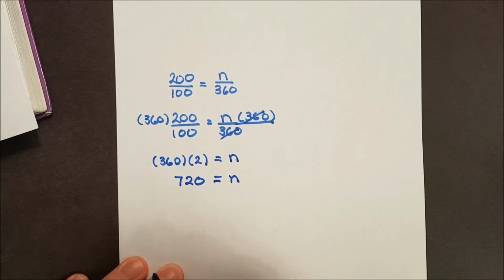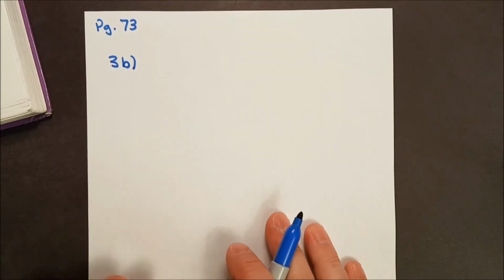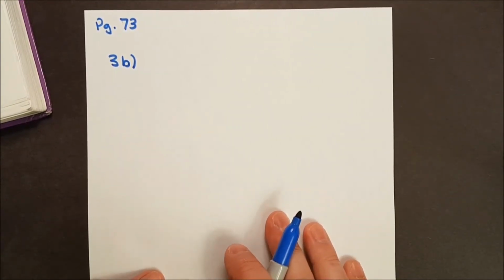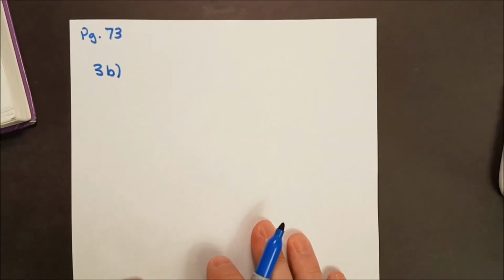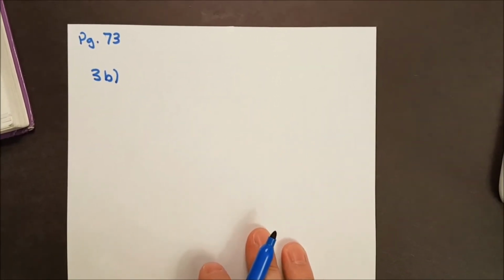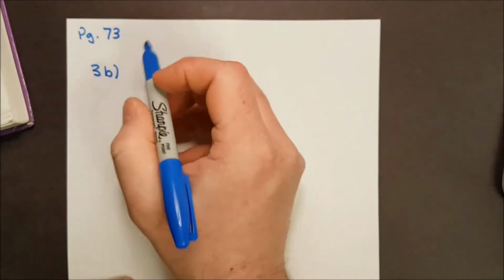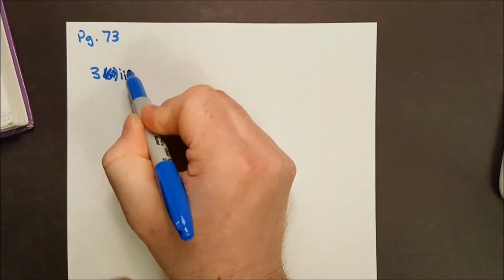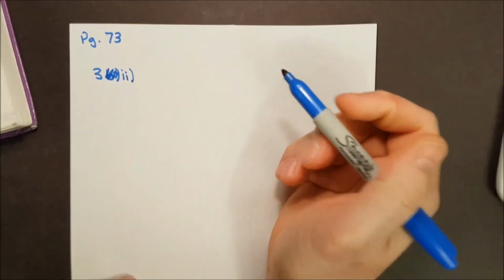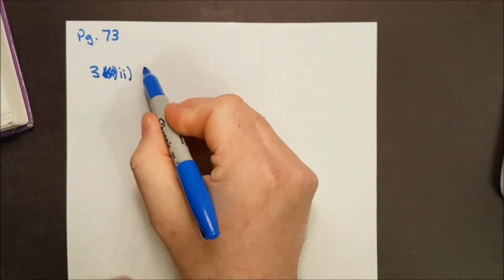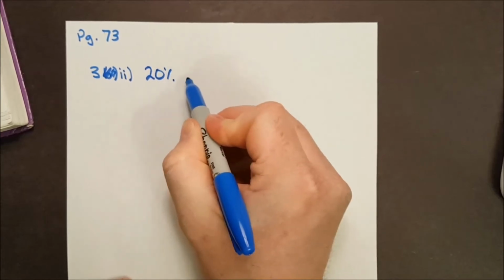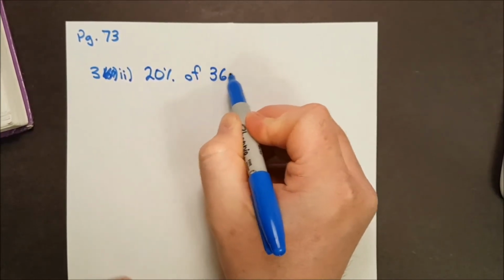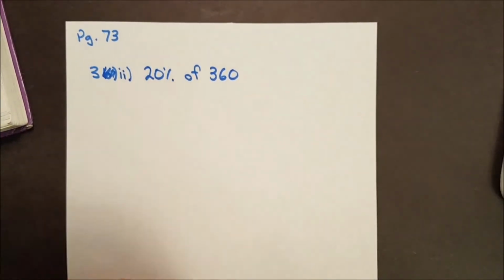Next, we're going to move on to 3b. All right, page 73, 3b. It asks, find the percent of each number and draw a diagram to illustrate. Sorry for the camera shake there. All right, 20% of 360. It's asking us to find 20%.